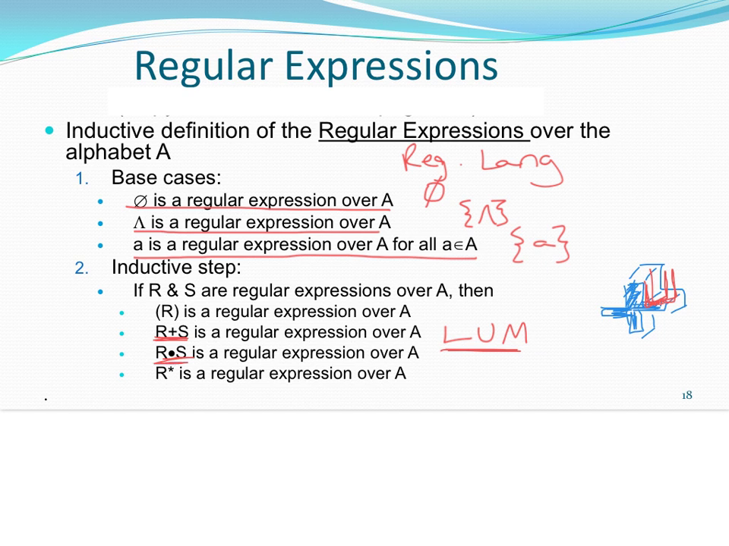We also have this dot. That dot's going to turn out to be our concatenation, so where we had our ML before. And our star, well, we're using the star again, so that'll be like M star. And then, like I said, there's this one extra piece of inductive step, which is you can put parentheses on. And that's just to help us do order of precedence, or order of operations.